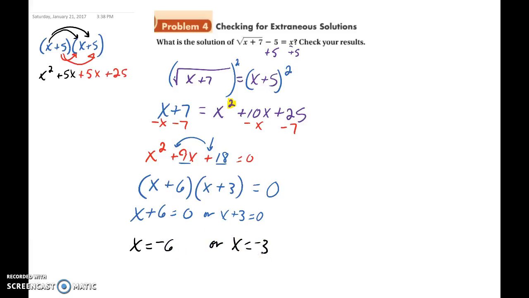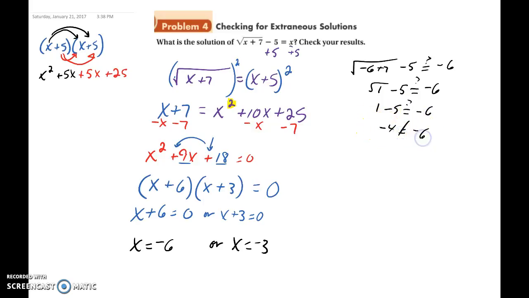All right, so remember, now we need to check both of these answers. So, does the square root of -6 plus 7 minus 5 in fact equal -6? Well, the square root of -6 plus 7 is 1. So the square root of 1 minus 5, does this in fact equal -6? Well, this is 1 minus 5. And no, 1 minus 5 is -4, which does not equal -6. So right now we know that that is an extraneous solution. So you would cross that out. It's not a real solution.